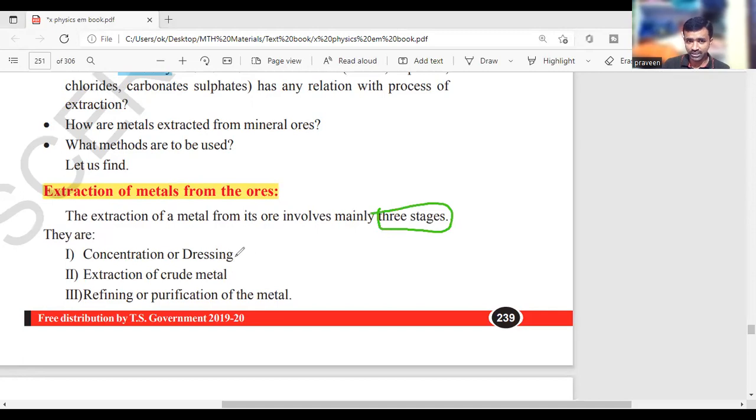Here, the first stage is concentration or dressing of the ore. The second stage is extraction of crude metal. Then the third stage is purification or refining of the metal, right? So the very first stage is concentration or dressing of the ore. You already learned about concentration in the third lesson.